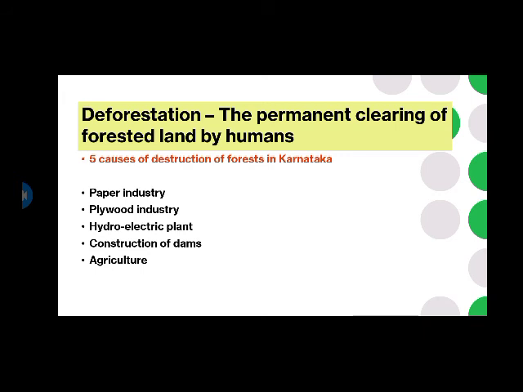What is deforestation? Deforestation means permanent clearing of the forested land by humans. Why do they do this? Why do the people cut down the forest? Because they want to make papers, they want to make plywood, they use it for hydroelectric plants, construction of dams, agriculture. They go inside the forest, they easily get the big land area, isn't it?